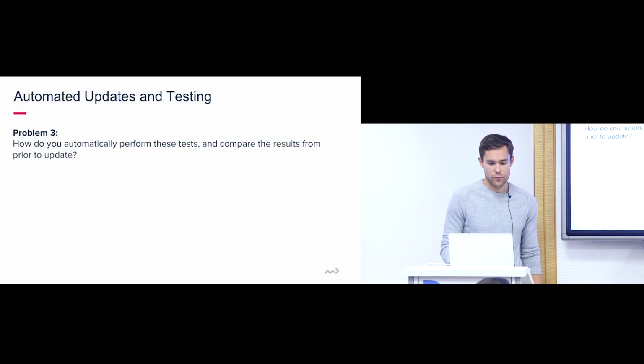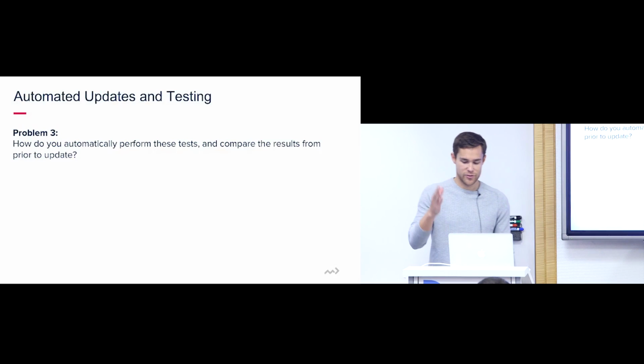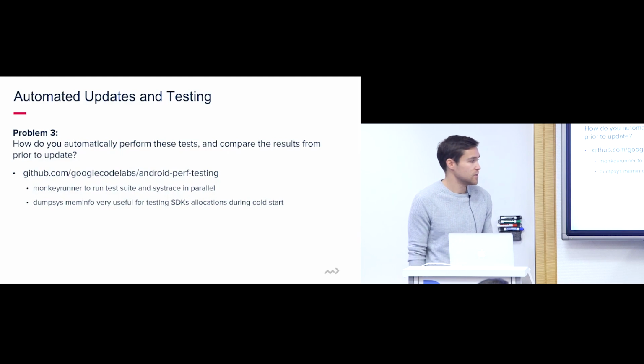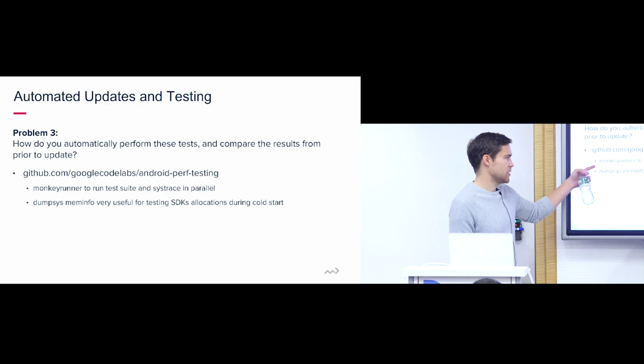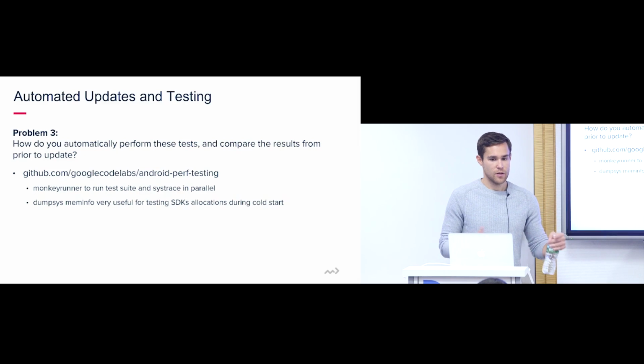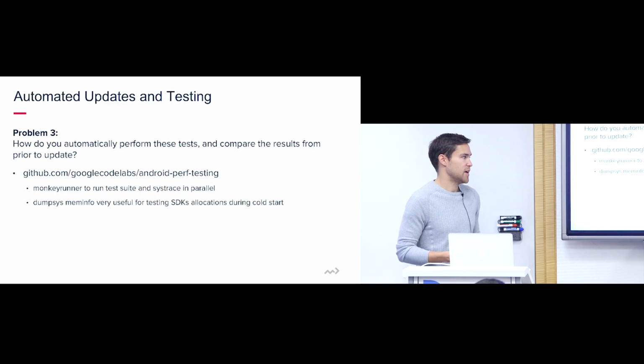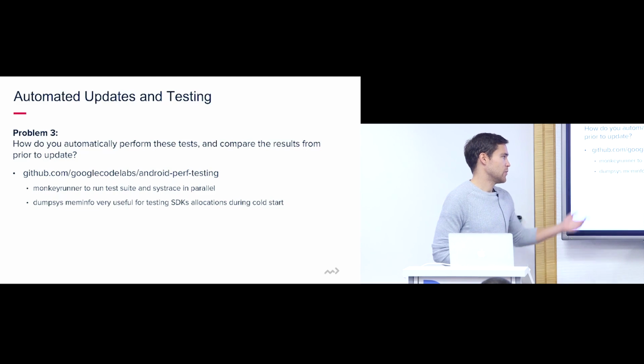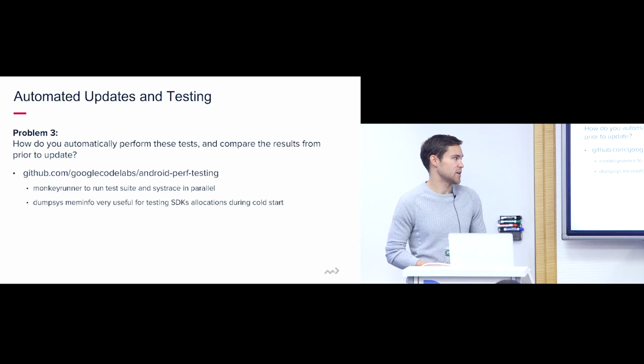And then once you already have that in your pipeline, okay, there's an SDK version available, I'm building with it, how do you automatically perform these tests? There's another awesome GitHub project or Google Code Lab that you can use, that basically combines Monkey Runner. If you're familiar with it, Monkey Runner will allow you to run your tests and systrace in parallel, and let you get all sorts of battery stats and network stats. And specifically the meminfo command is the most useful for SDK allocations.